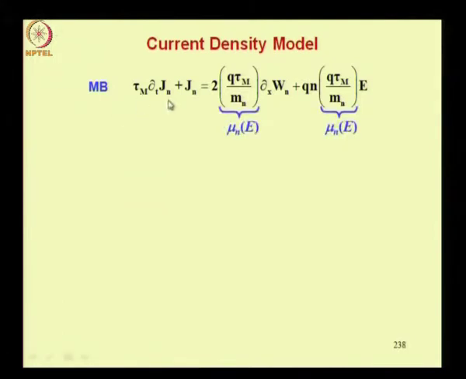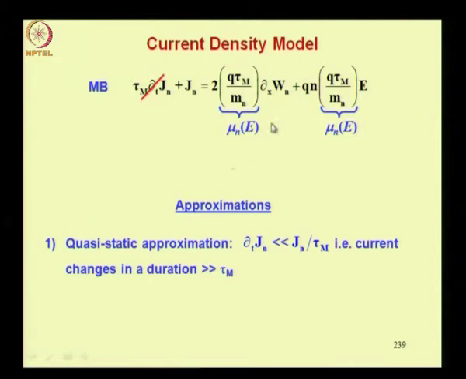So we have reproduced the momentum balance equation, and note that this quantity here is called the mobility, which is a function of electric field because tau m varies with electric field. The first approximation we make in this equation is the quasi-static approximation. We assume that the time varying term here is small.